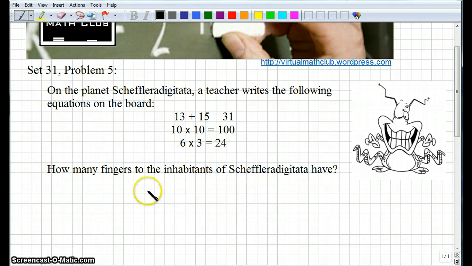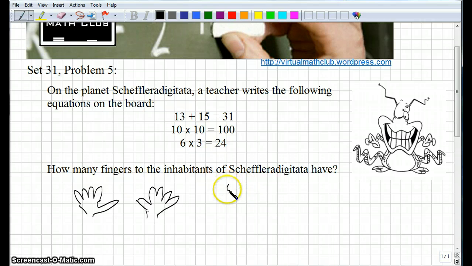We have a base 10 system, right? We have 5 fingers on each hand, right? So here's a thumb, 1, 2, 3, 4. Those are funny looking hands. But let's think about how we count.